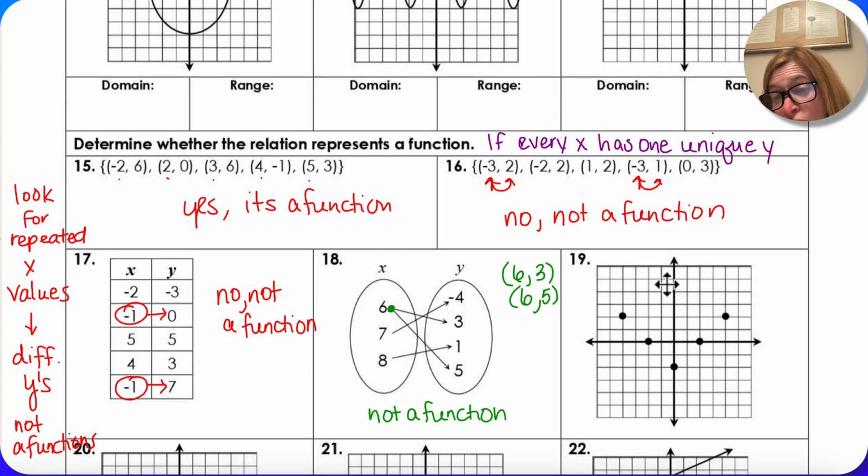All right, this one's just a scatter plot, a discrete graph. So I have an ordered pair here. It looks like 1, 2, 3, 4, -4, 2. I can see this is a different x value, this is a different x value, this is a different x value, and this is a different x value. It has no repeated x's, so yes, it's a function.